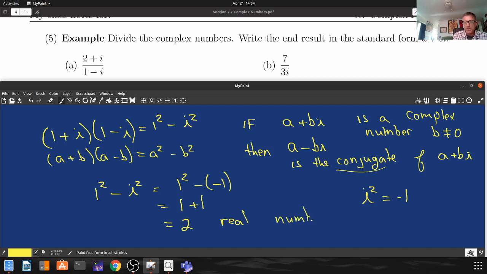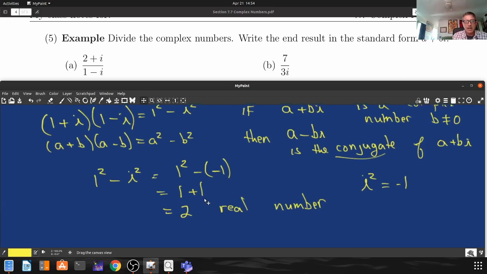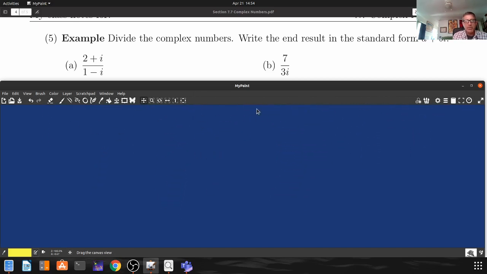So when we divide complex numbers, we're going to be doing kind of the same thing. Instead of rationalizing the denominator, we want the denominator to be a real number. So we will do 5a: 2 plus i over 1 minus i. I want to multiply this by something that is equal to 1.